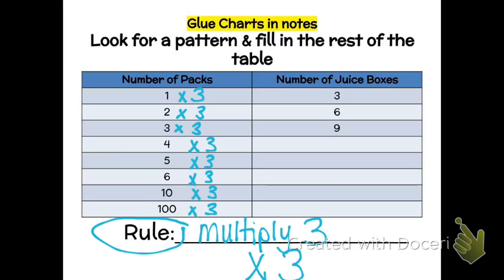So 4 times 3 gives me my 12. 5 times 3 gives me 15. 6 times 3 gives me 18. Now I'm skipping and I have 10 times 3, which will give me 30. And 100 times 3 gives me 300.